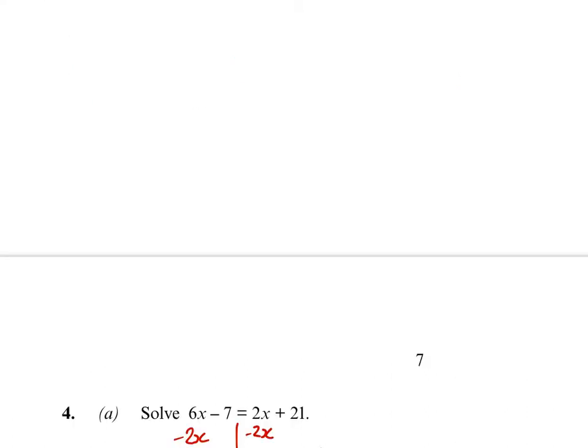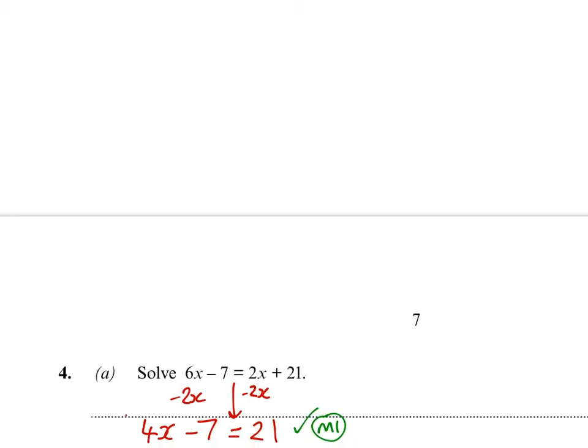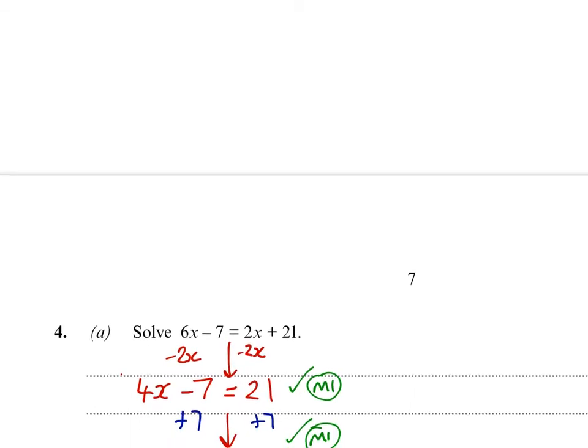The way that I started solving that was I looked for the smallest x, which was 2x, and I took 2x from each side. Okay? 6x take away 2x is 4x. That minus 7 isn't going anywhere at all. And that is equal to 21. And that got me one method mark for just picking the smallest x and getting rid of it.